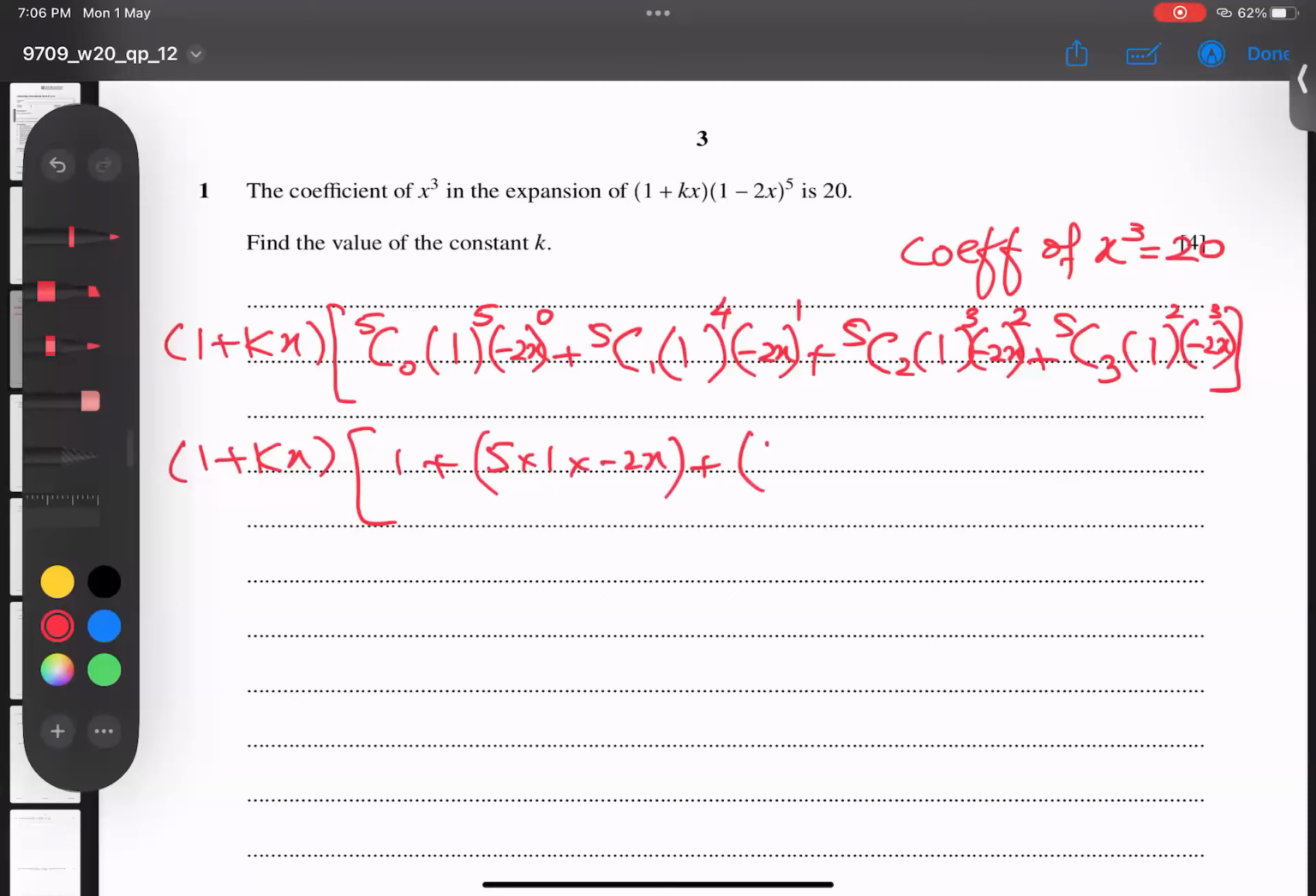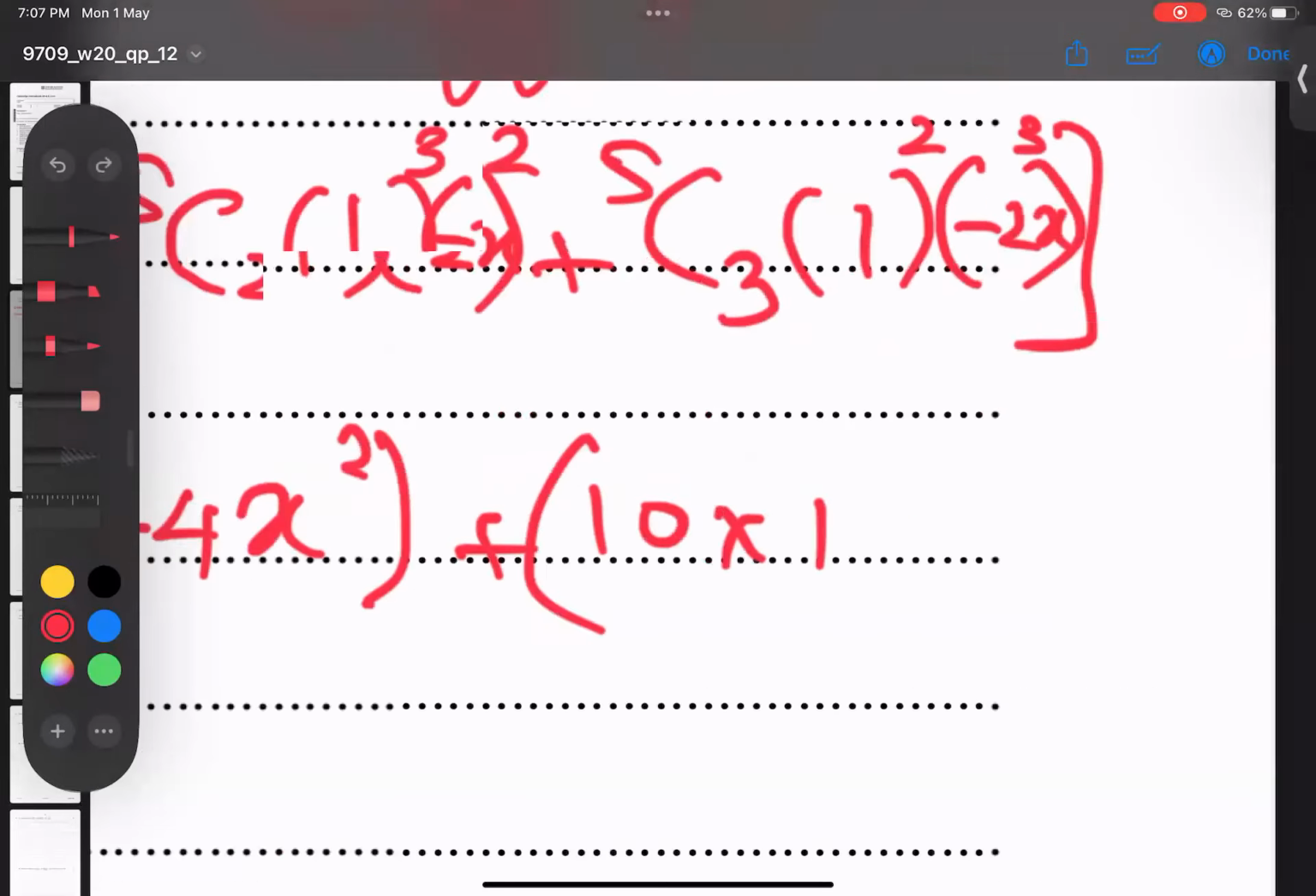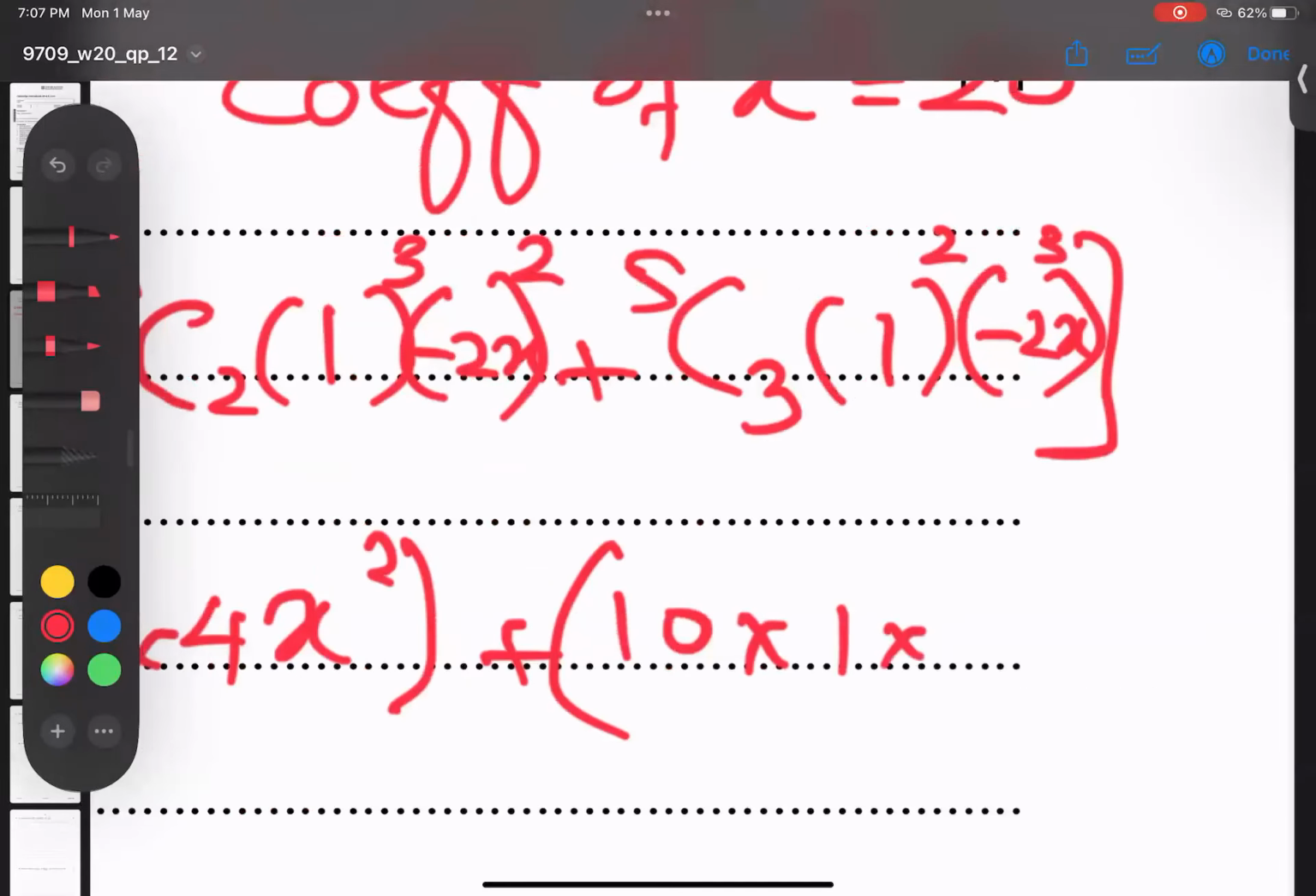5c2 is 10 and 1 to any power is 1. And power of this square, so negative 2 square gives you 4 and x square. And 5c3 is also 10. And 1 to power 2 is 1. And this is cube, you know, negative 2 to power 3 gives you negative 8. And x cube gives you x to power 3.